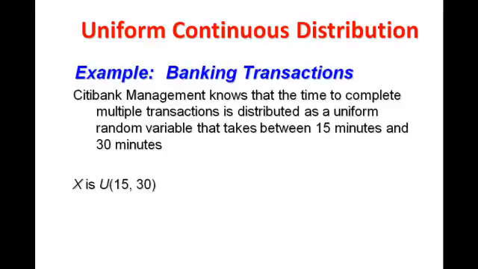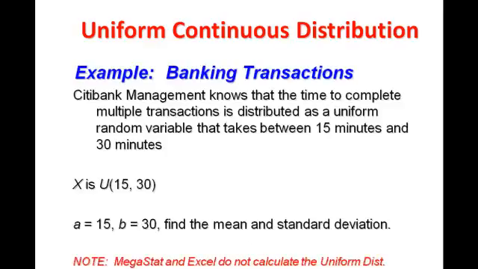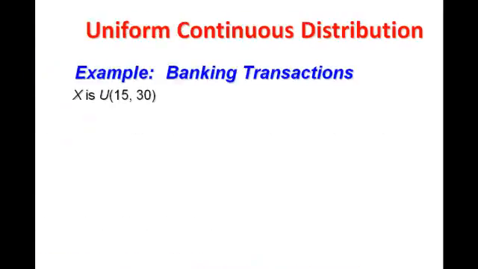So I have an example. Banking transactions. Citibank management knows that the time to complete multiple transactions is distributed as a uniform random variable that takes between 15 and 30 minutes. So X is distributed uniformly between 15 and 30 minutes. A is 15, B is 30. Find the mean and the standard deviation. I went ahead and did that on the next slide.